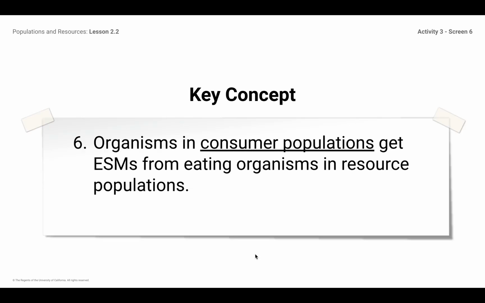the prey. And we have one key concept, so I'm going to have you pause the video and write this down. Key concept number 6, organisms in consumer populations get ESMs from eating organisms in resource populations. Go ahead and pause the video and write that down.